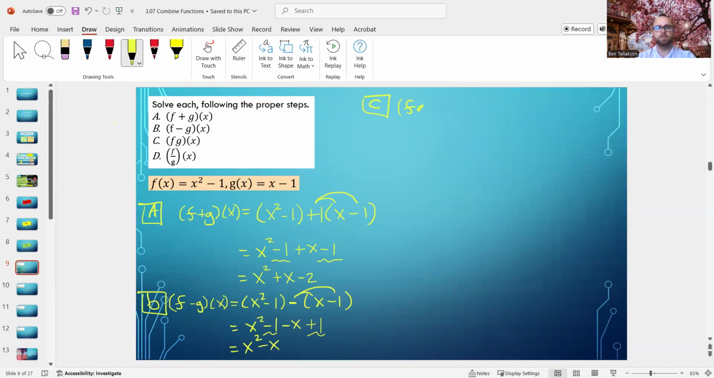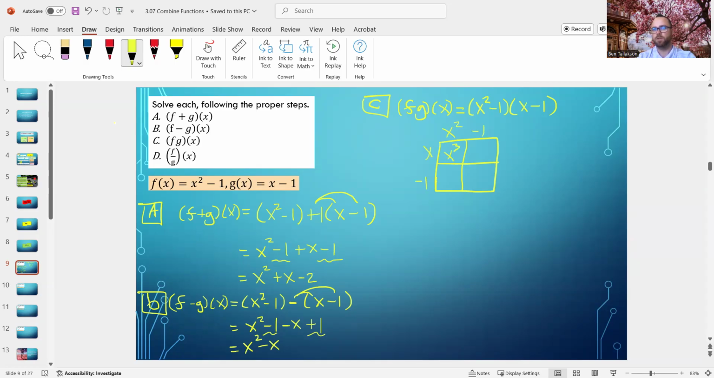F times g of x is f times g, or f of x times g of x, however you like to say it. But there we have it. We have 2 binomials. Okay, so again, box method. We also have a difference of squares there, which is interesting, but let's just use the box method for now and see what happens.